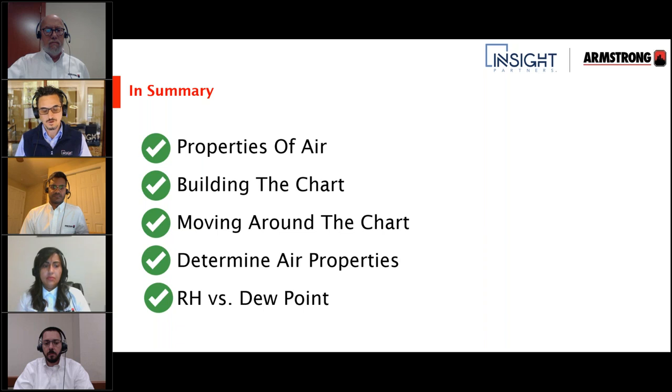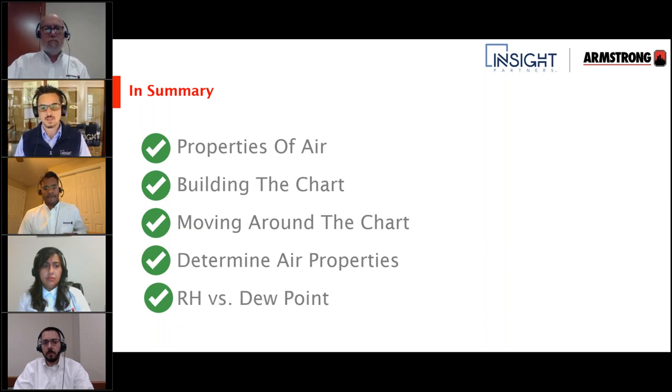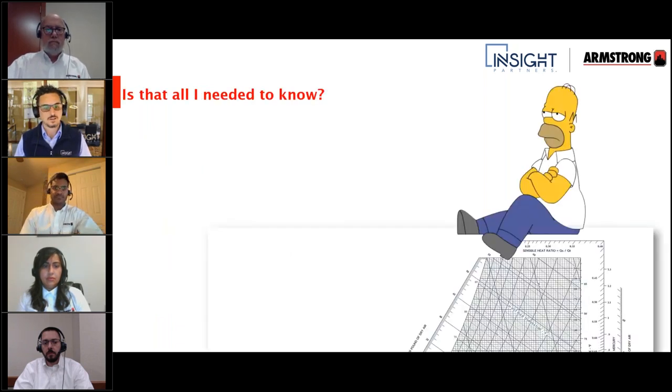So in summary, we talked about the properties of air. We talked about building the chart, talked about psychrometric processes, and then we determined some air properties, and we discussed relative humidity versus dew point. And is that all I need to know? Am I a psychrometric guru now, expert? Tony, is that all we need to know? Oh, heavens no. There's a whole lot more to it than this.